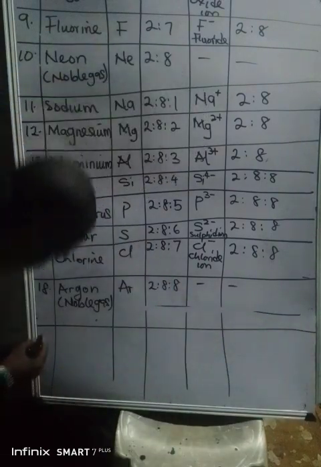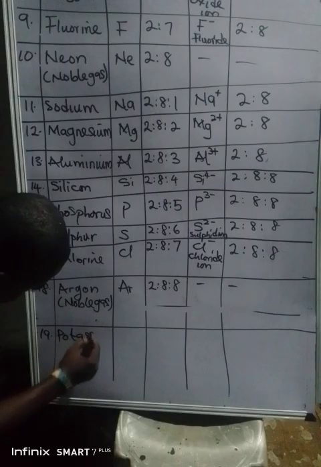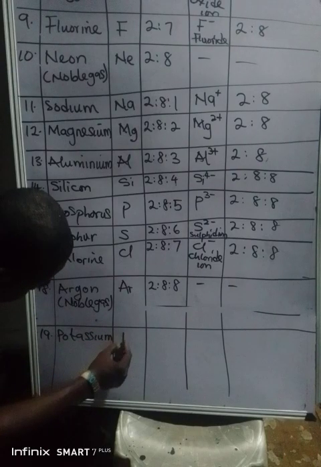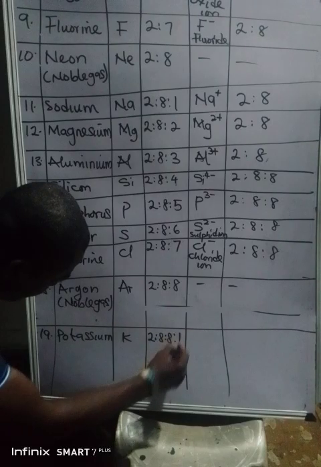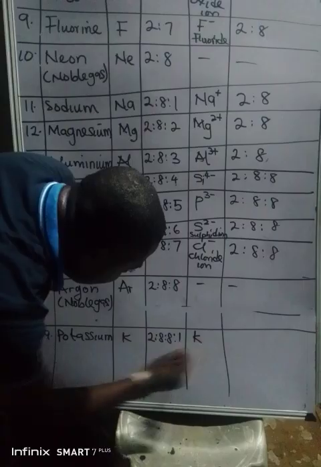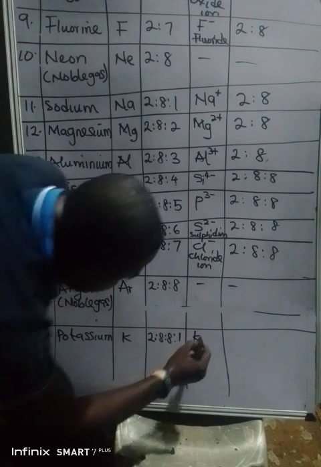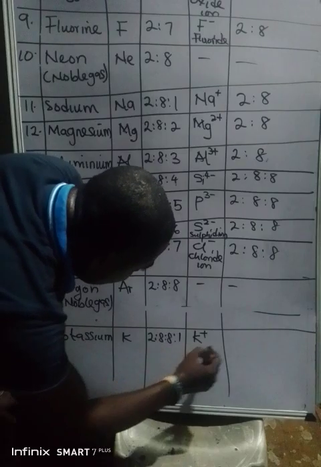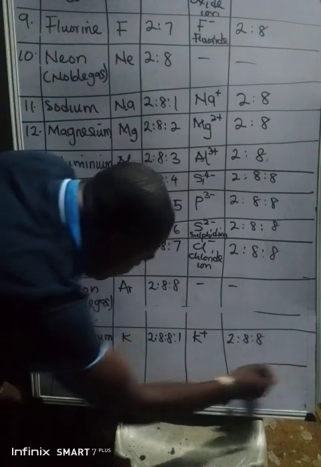So the next one, number 19, is potassium. Potassium K, 2, 8, another 8, 1. What is the symbol going to be? K what? K plus. K plus. So the configuration is now 2, 8, 8. It doesn't have the 1 again.